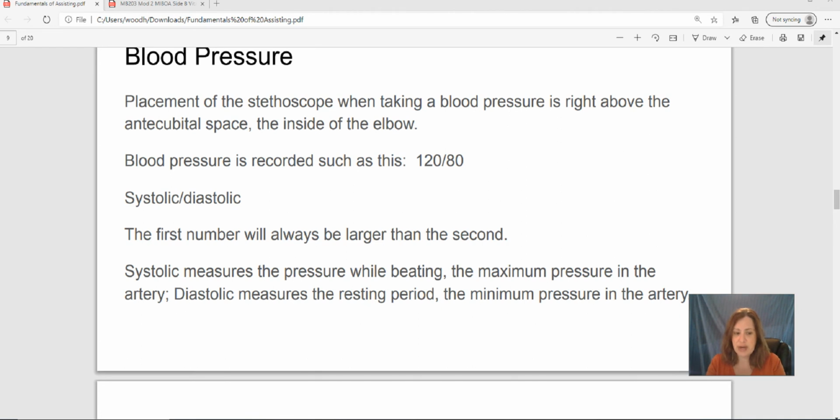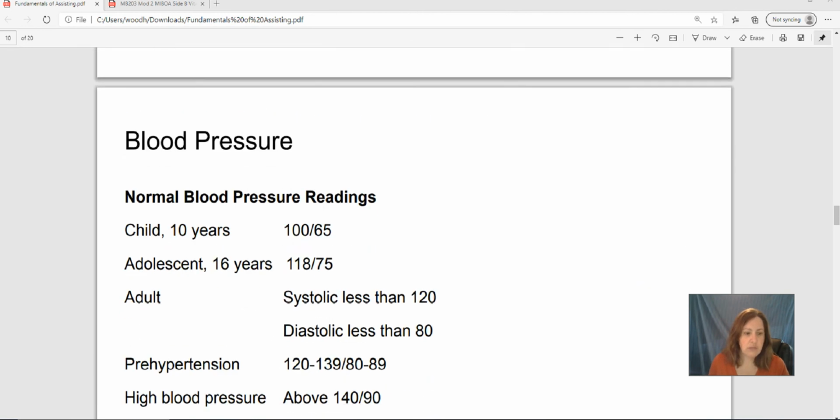That's the maximum pressure. The diastolic is measuring the resting period between beats, and so that's the lowest pressure in that artery. So we need to know the highest and the lowest to measure health on a patient, because our arteries can only handle so much pressure, and then it's a problem. Okay, and that's what hypertension is: the pressure's too high.